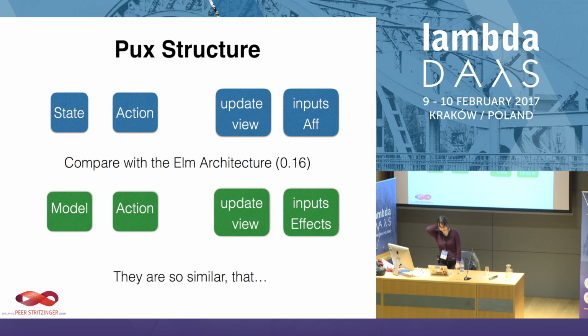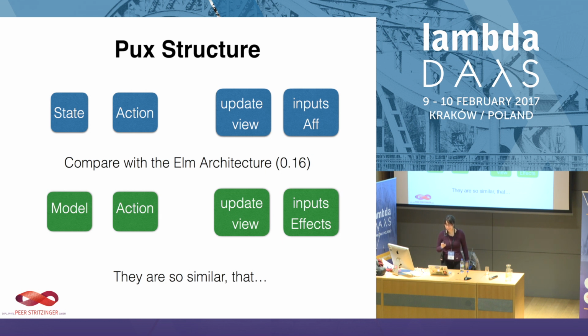To show you that the Pux structure is really like the Elm architecture, below there is the Elm architecture, and above there is the Pux structure. As you can see, model is called state, and that's about it. Everything else is almost the same. And also effects. You have effects in Elm 0.16, but in Purescript you use the effect types here, which are F and AF and others.